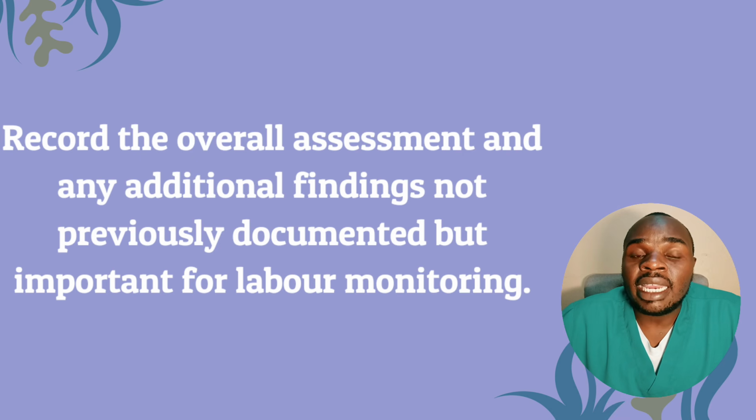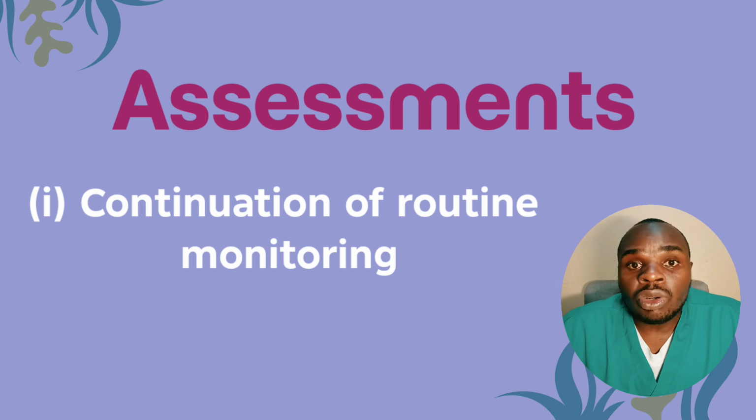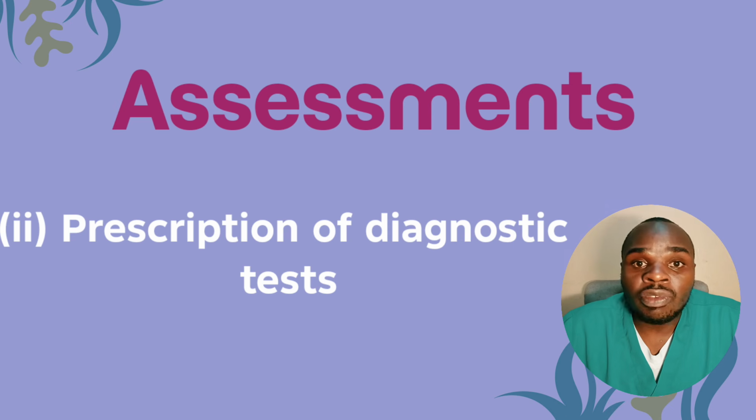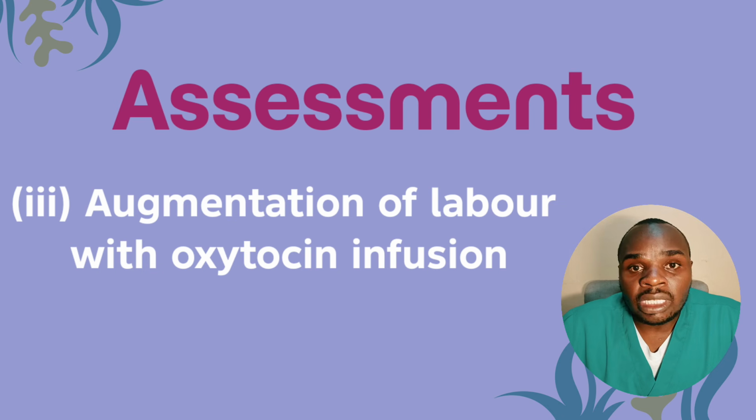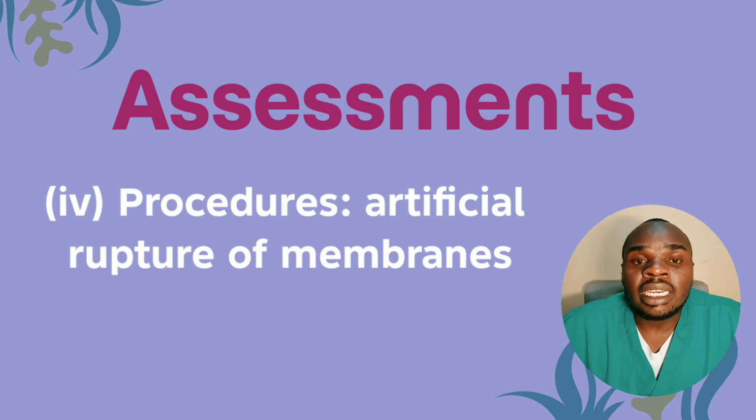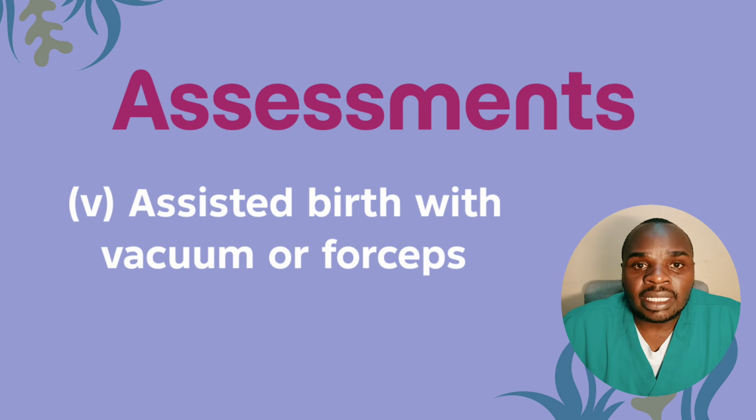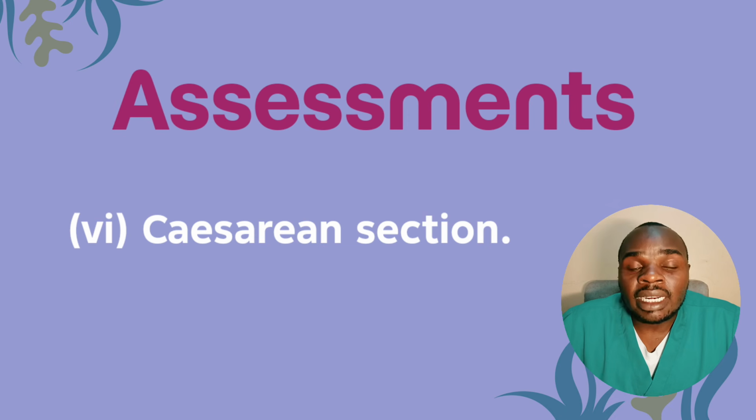Record the overall assessment and any additional findings not previously documented but important for labor monitoring. Record the plan following assessment. For example, continuation of routine monitoring, prescription of diagnostic tests, augmentation of labor with oxytocin infusion, procedures such as artificial rupture of membranes, assisted birth with vacuum or forceps, and then lastly, cesarean section. Take into consideration that women should be involved in discussions and be allowed to make informed decisions.